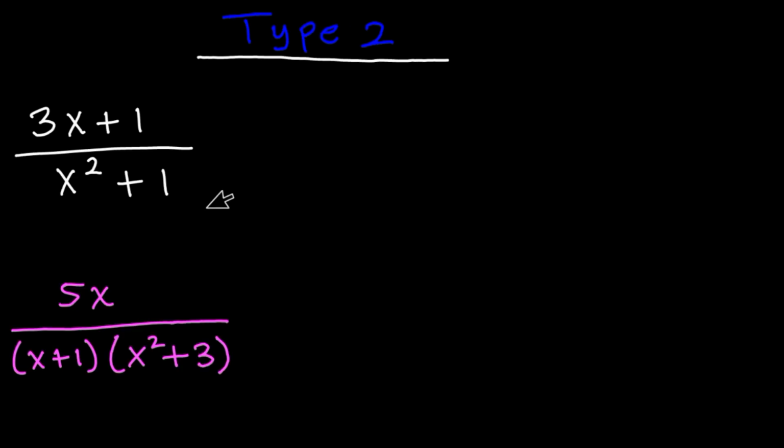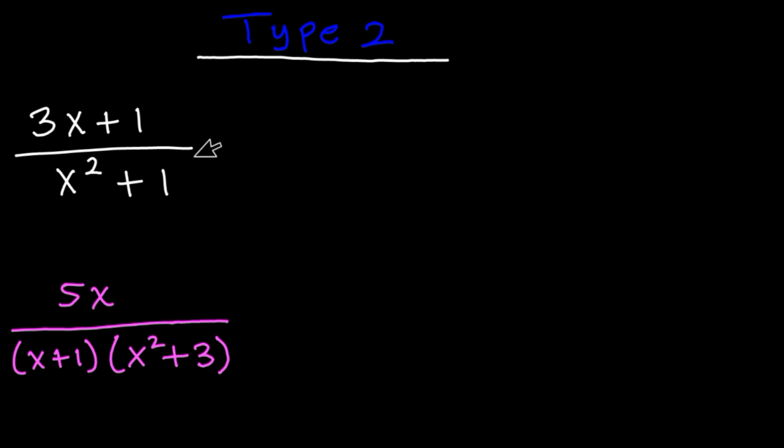Now here we are in type 2, where the denominator is a quadratic irreducible factor, or a quadratic expression that is not factorable. If you try to factorize this one, you will end up getting complex factors, and we are not interested in complex factors. So this is a quadratic irreducible factor. And notice that this is also a proper fraction simply because the degree of the numerator right here is less than the degree of the denominator.